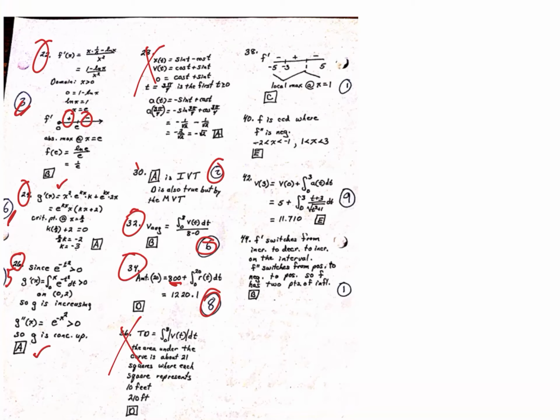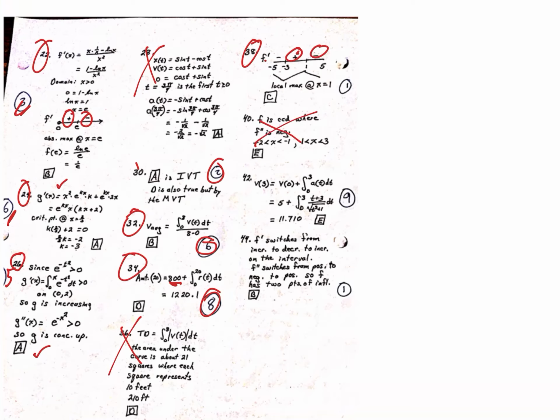36, nobody was asking about 36. 38, we had 1 person asking, and so local max is going to occur when f prime changes from positive to negative. On that one you were given a graph. Hopefully you noticed the graph above the problem, as it said in the problem, and since f prime changed from positive to negative, we knew that answer.